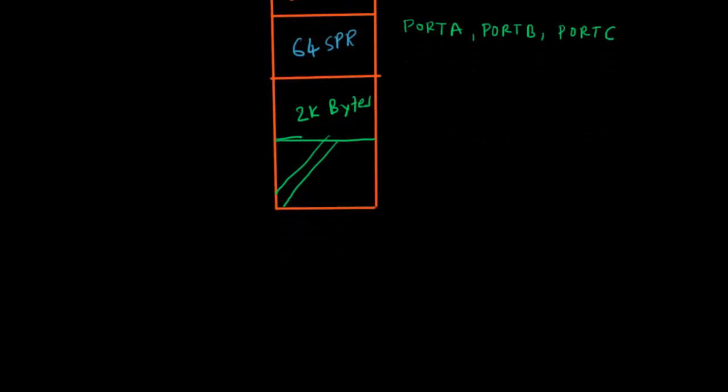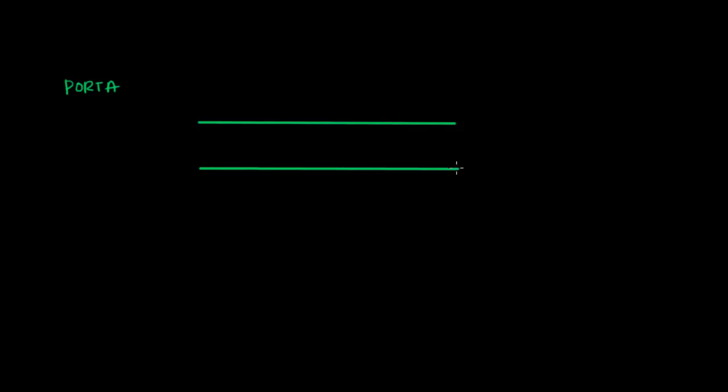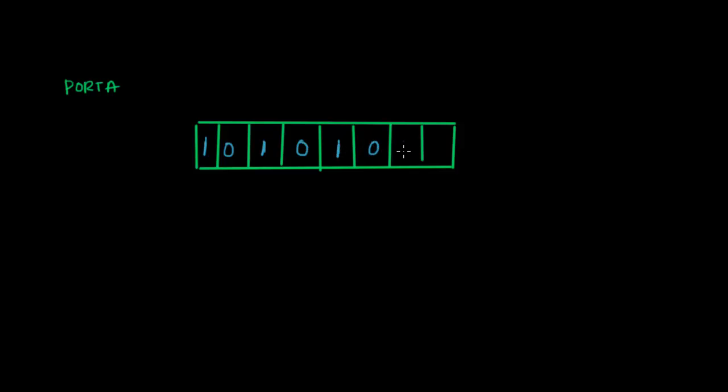Now let us say we have this particular register called port A. Now port A is an 8-bit register. So this is the register, and it can store 8 bits or 1 byte of information. Now, what is often required while programming embedded systems is that you need to make individual bits 1 or 0. Now, let us say we have this data already stored in the register.